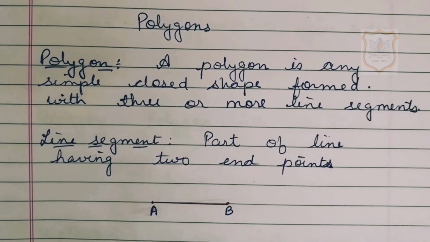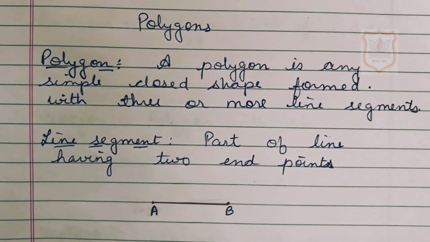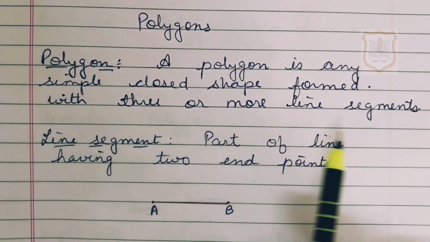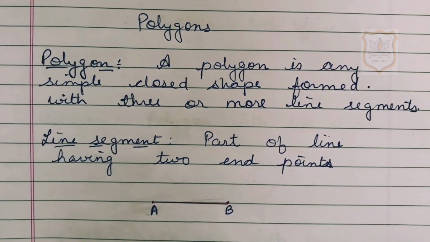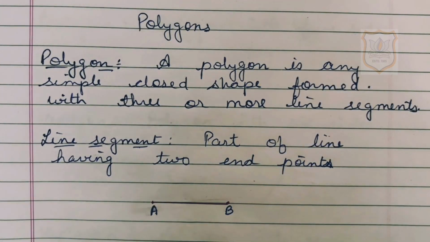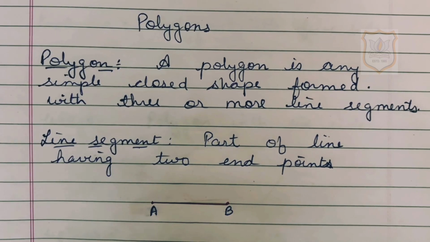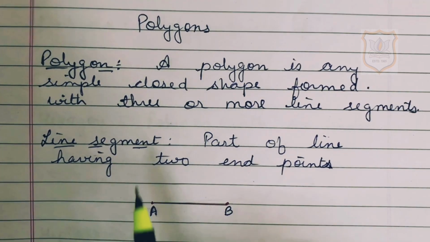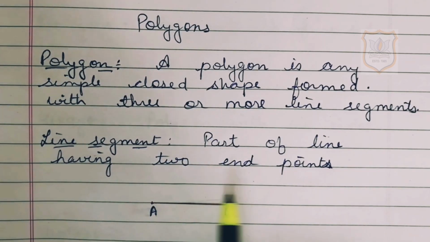Now our next topic is polygon. Now students, what is a polygon? A polygon is any simple closed shape formed with 3 or more line segments. Here polygon means any figure which is a closed figure and which is made up of 3 or more line segments. Now what is a line segment? A line segment is a part of a line having 2 endpoints.